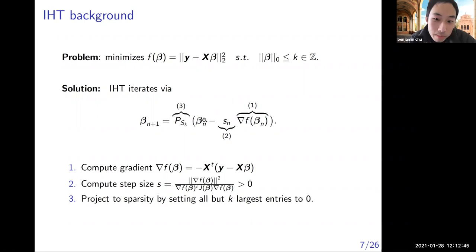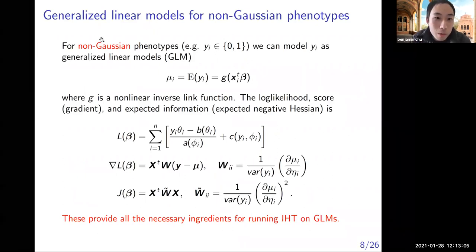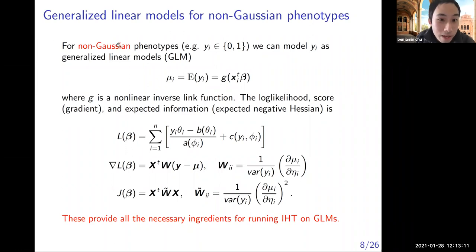For intuition, this is basically a fancy gradient descent, right? You're taking a gradient step and then you're taking a projection step. So repeating gradient versus projection, and you just keep doing that. So that's IHT. So this is a complicated slide, but the key message I want to emphasize is that IHT can work with non-Gaussian phenotypes, right? If you have non-Gaussian phenotypes, we can model the phenotype Y as a generalized linear model where you model the expected value of Y. So you're saying the mean of Y is equal to a nonlinear transformation of your covariates, where this G is this smooth inverse link function.